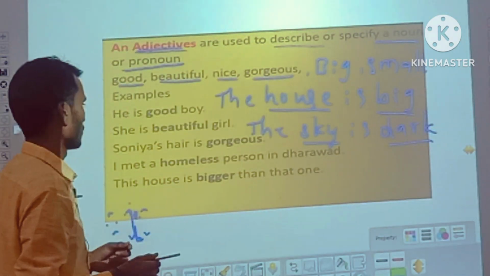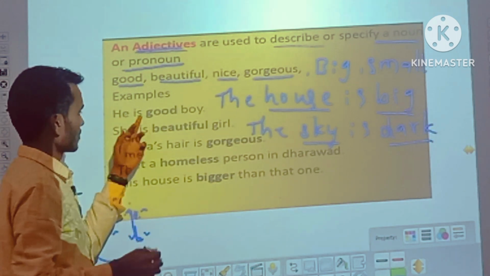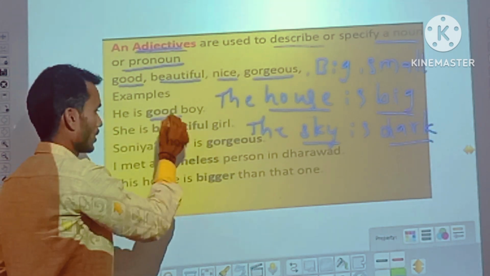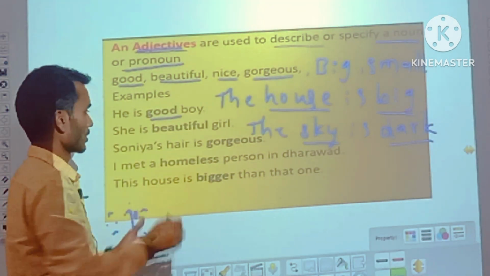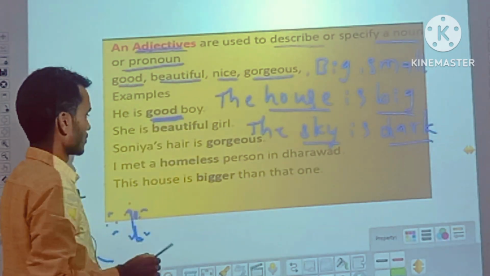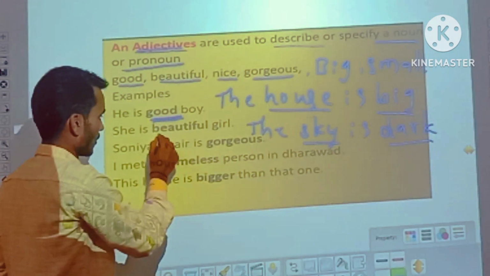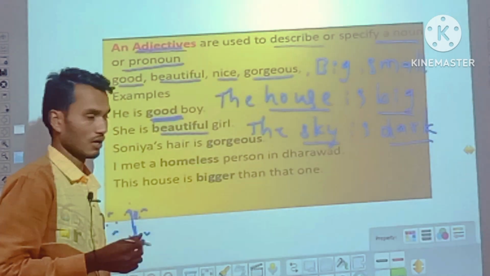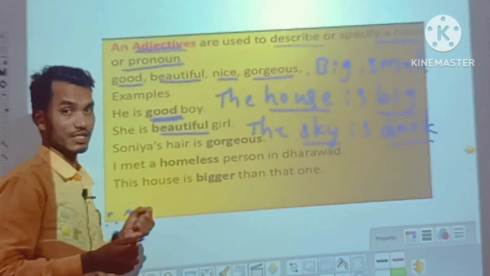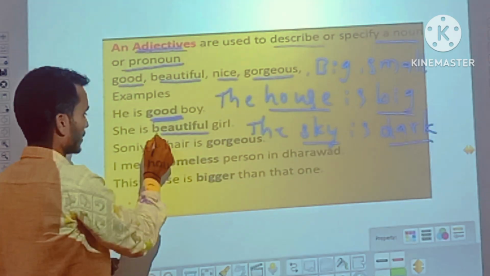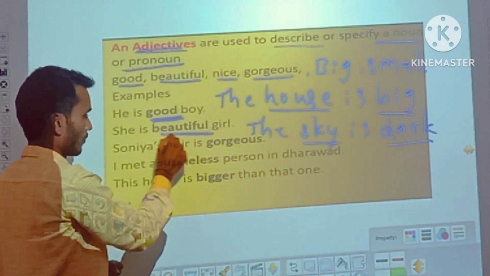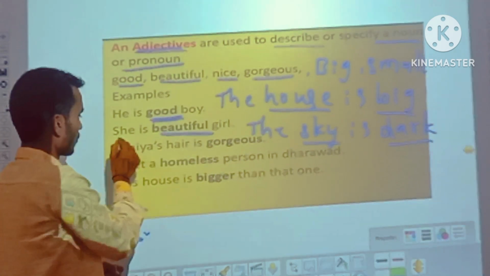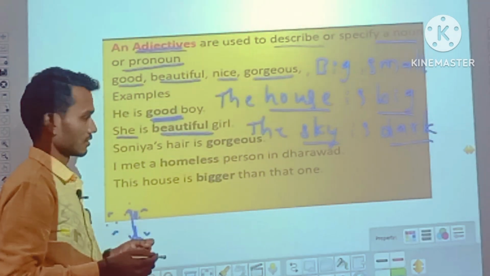Here we have some other examples. He is a good boy. Here good. What kind of boy is he? He is a good boy. Here good is an adjective, right? She is a beautiful girl. Here beautiful is an adjective because it modifies, describes the pronoun she, right?